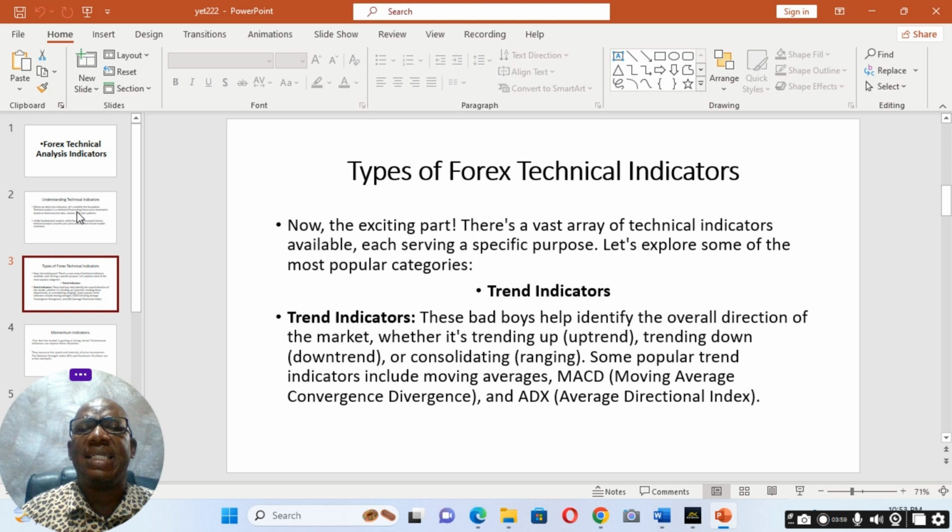Types of forex indicators. There are various types of indicators. We have thousands of forex indicators. However, they are grouped based on their purposes. So there are four major groups of market indicators or forex indicators that we will discuss in this video. The first one is the trend indicators. These indicators help to identify the overall trend. Is the trend upward? Is the trend downward? These indicators will tell you the overall trend.